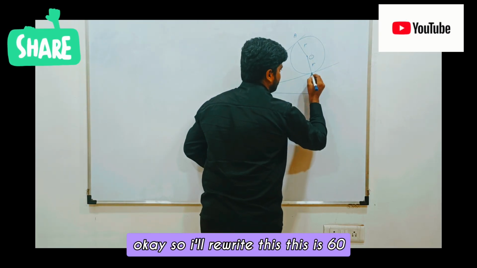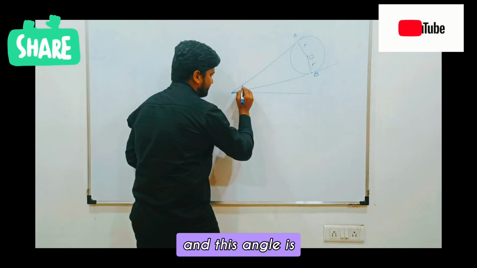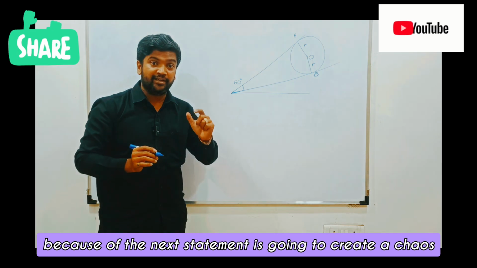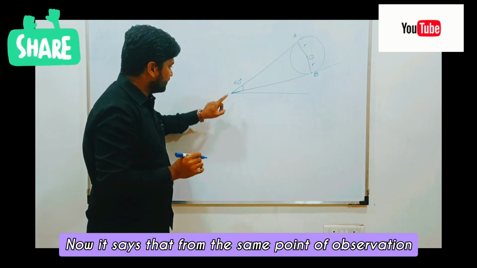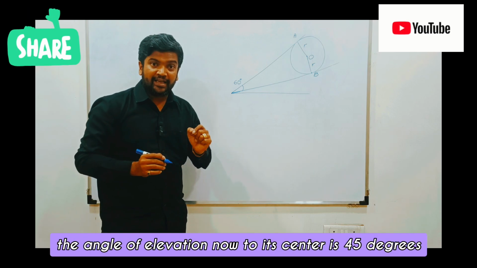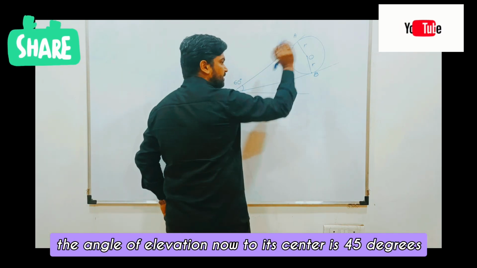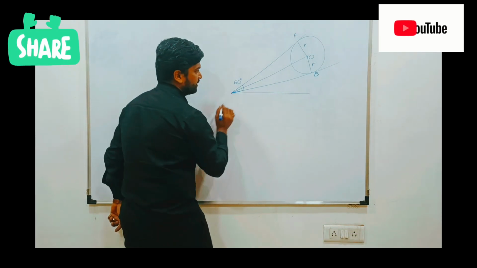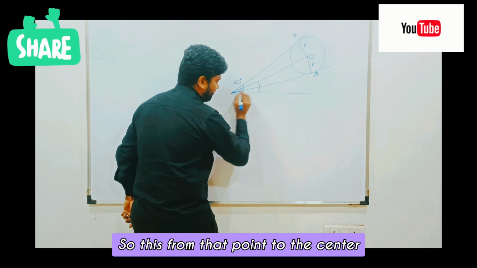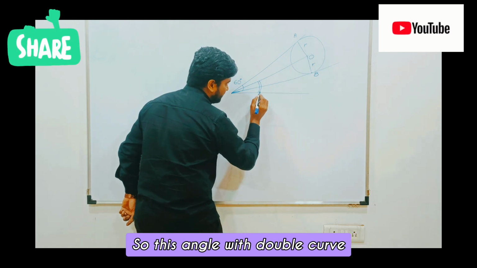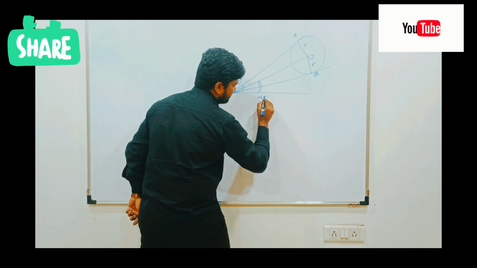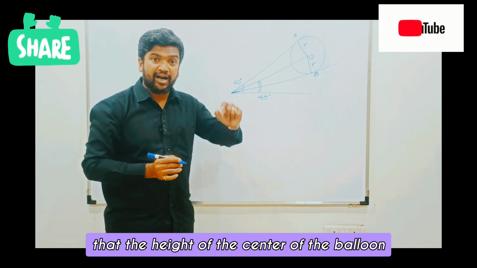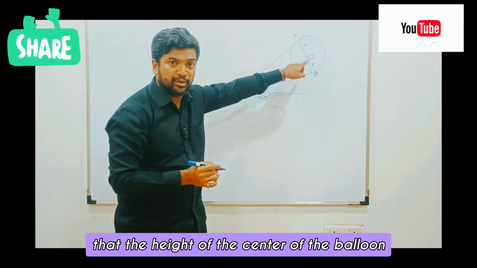So I'll rewrite this. This is 60. And this angle is how much? 60. So I'll write outside, because the next statement is going to create a chaos. Now it says that from the same point of observation, the angle of elevation now to its center is 45 degrees. So from this point same to the center. So this angle with double curve, this is 45 degrees given to us.